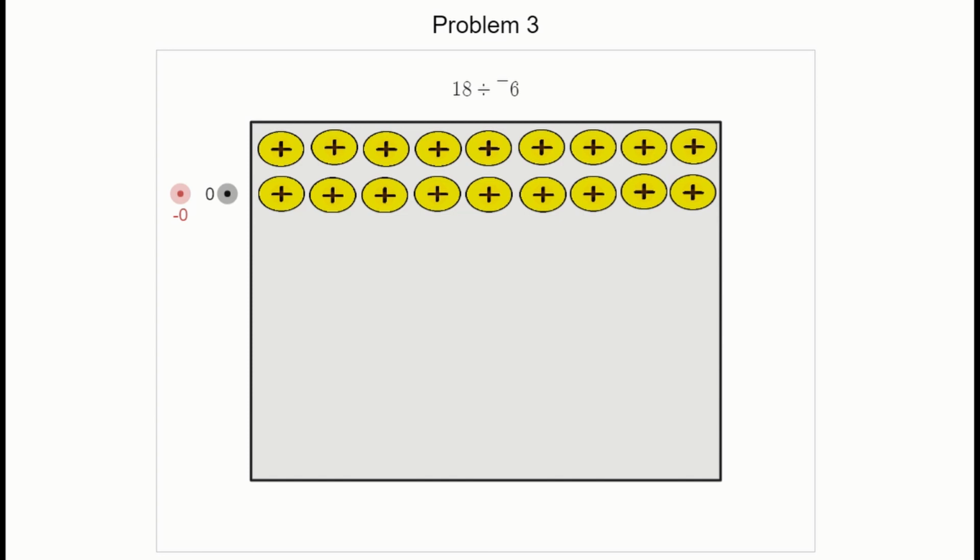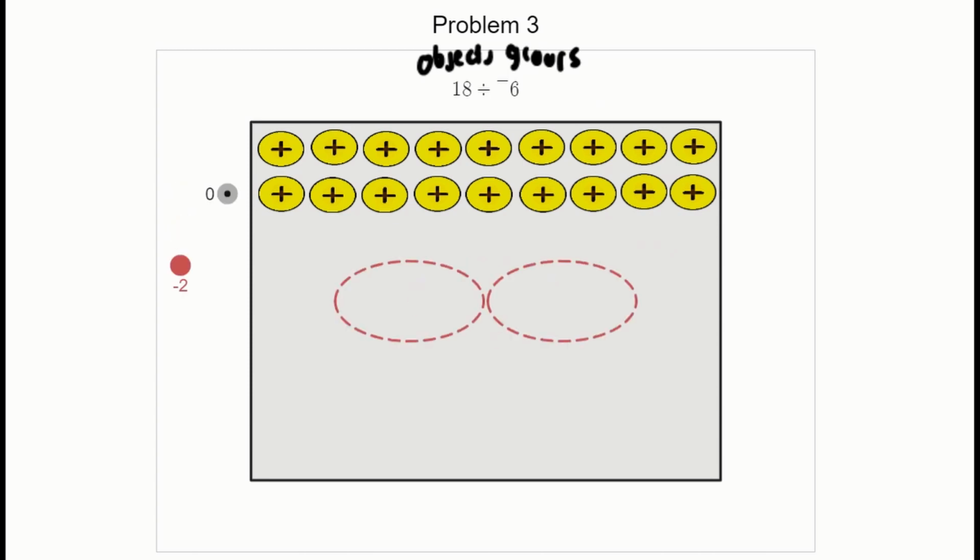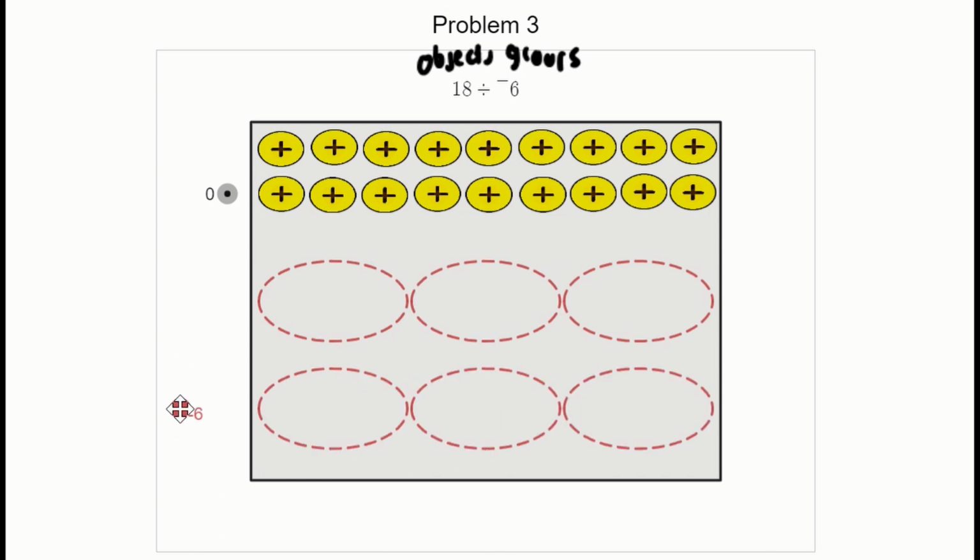Again, I like to think of this in terms of objects and groups. And you can see that we're starting off with 18 chips, 18 objects. Now the tricky part is, how can I divide this into 6 negative groups? So the way I like to think of negative groups is in terms of the opposite. So let's go ahead and make 6 negative groups. And notice what happens when I try to place an object inside of a negative group. When I put this into a negative group, notice how it flips and becomes the opposite sign.